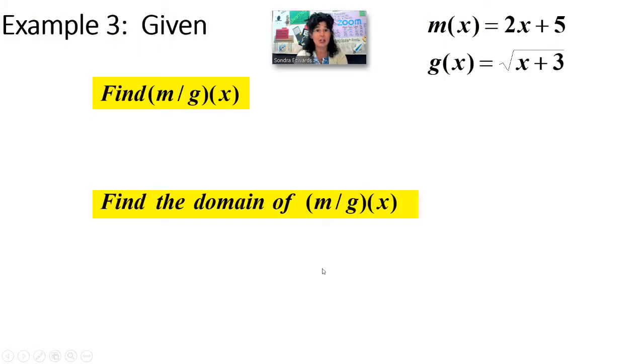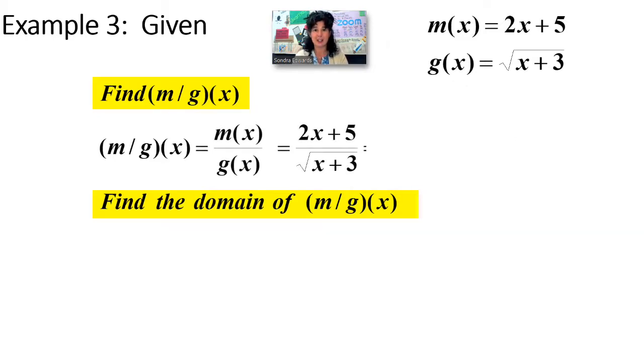I'm going to do a third example of two functions that have been divided because I think finding the domain when functions have been divided is the hardest because there's that extra step. So m divided by g of x really means m of x divided by g of x. So I'm going to have my m of x in the numerator and my g of x in the denominator. And that is the answer to the quotient of m and g.